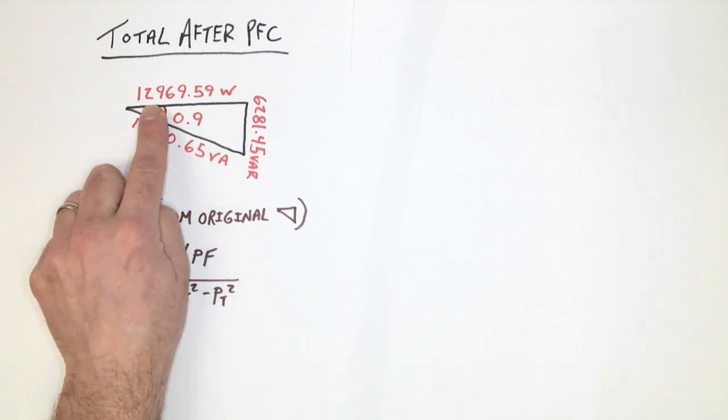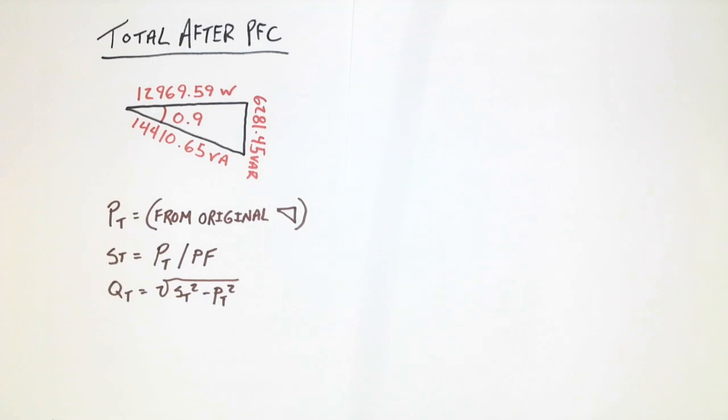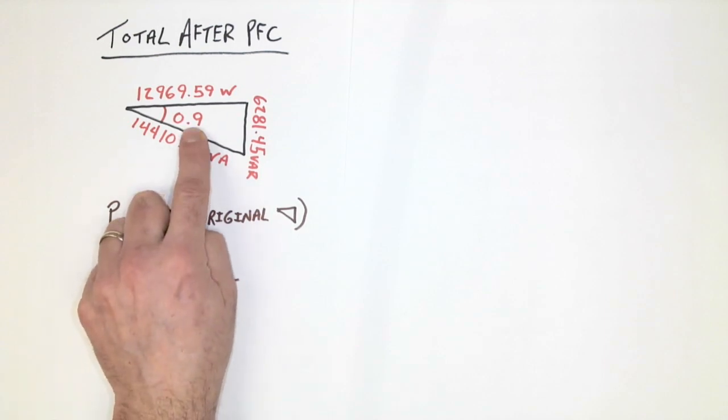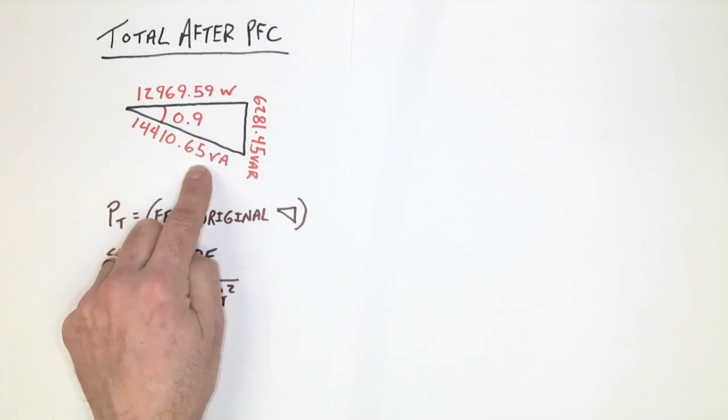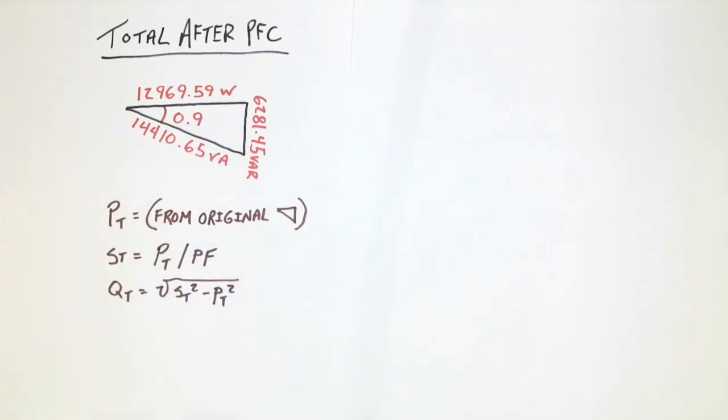This value here, 12,969.59 watts, is from the original triangle. I then applied the power factor, which was given to us in the question, and I divided that to get my new total VA. So power total divided by power factor. In order to get the Q total, I used my Pythagoras: S total squared minus P total squared.